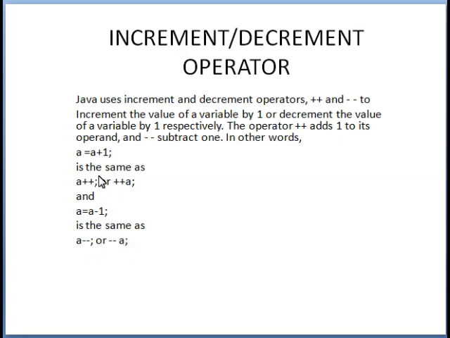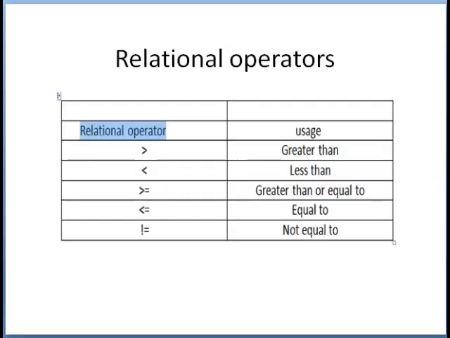So plus plus A means we will increment the value of A by 1, minus minus A means we decrement the value by 1. So plus plus and minus minus are called increment and decrement operators. Now we are going to see relational operators. Relational operators are used to compare two operands. These are the operators coming under relational operators.